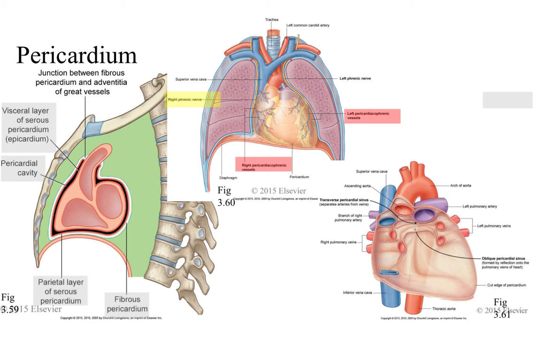Just like the lungs have a double layered sac surrounding them to prevent friction as the lungs are moving, so does the heart, and that is referred to as the pericardium. Peri meaning surrounding, cardium referring to the heart. So, even though it's a double layered sac, you actually have three parts to your pericardium.